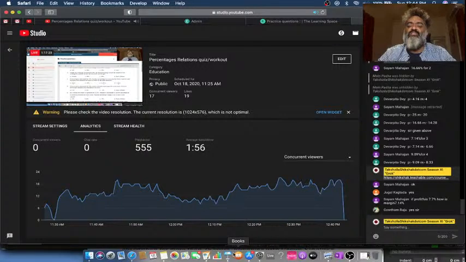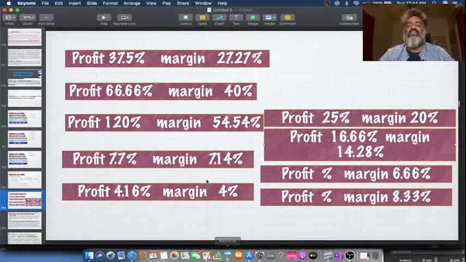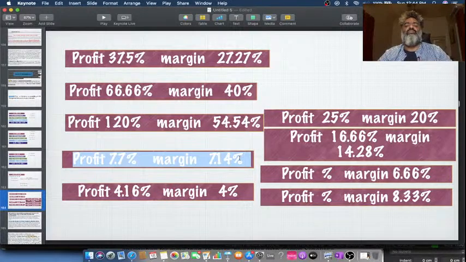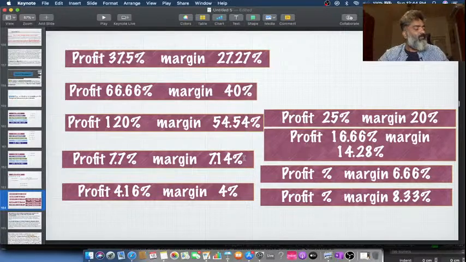Sam, I might have made a mistake, so do check for yourself. 7.7% was 1 by 13. So cost was 13, profit was 1. So the selling price would be 1 by 14. And 1 by 14 is 7.14%, no? So that's why.